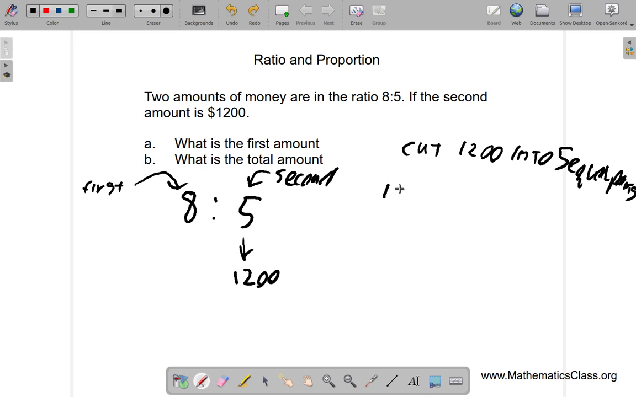Now, 1,200 divided by 5. Let's do the division here. 5 into 5, and 5 into 12 goes 2 times and 2, 5 into 24, and then 0. So each part is 240, right? So you can see that.